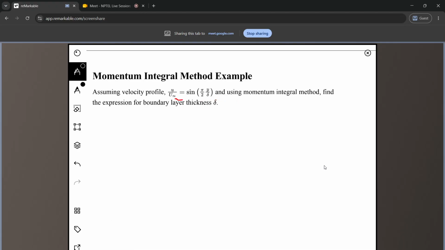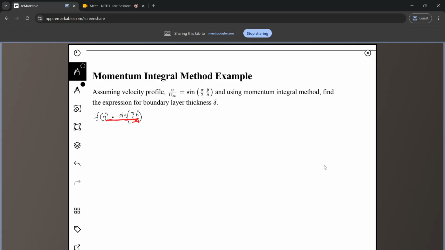Let's take another velocity profile, say something like sine of pi by 2 times y by delta. First check whether the boundary conditions are satisfied or not for this particular velocity profile. So the equation is f of eta. Is this a valid velocity profile? At the wall, eta is 0, so f is 0. At free stream, eta is 1, so sine pi by 2 is 1.